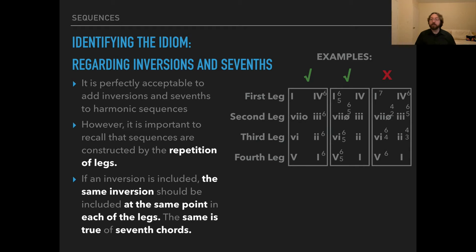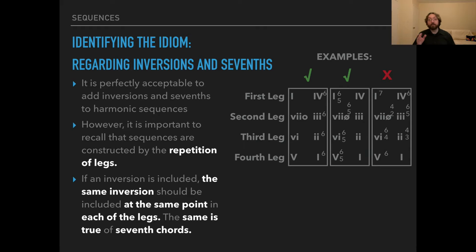There are 3 examples here. Each one of them utilizes the chords of a circle of fifths sequence in a major key. Now, in the first example, the one on the left with the first green check mark, we see that there are first inversion chords used. And in this case, each time a first inversion chord appears, it is the second chord of a leg. But that pattern remains the same. It's always the second chord of a leg, and so that's totally idiomatic.